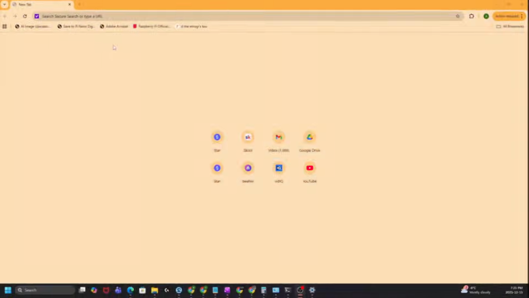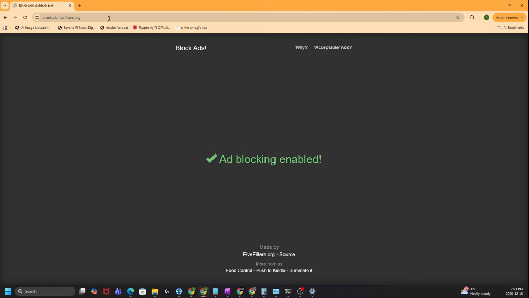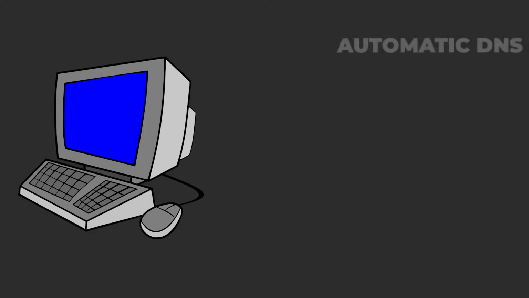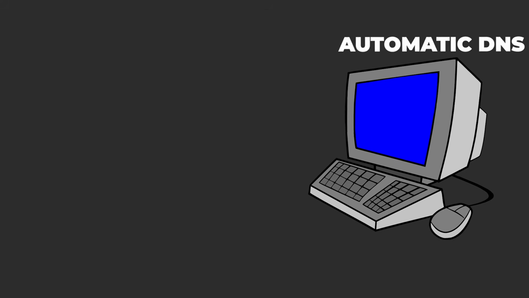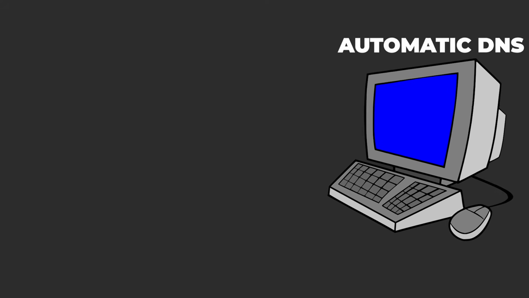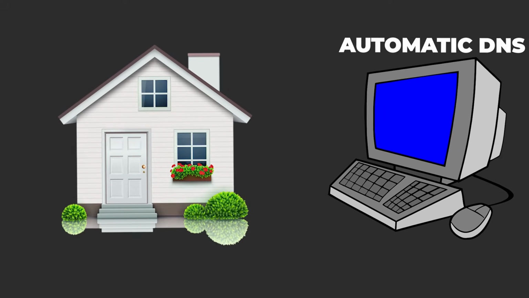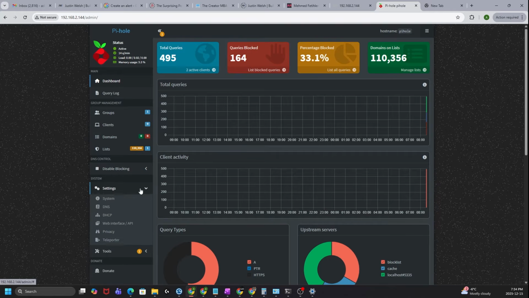So head over to the site called blockads.5filters.org, and if you see that ad blocking is enabled, that means it's working. After the test, I can put this PC back to automatic DNS because we proved Pi-hole works without touching the whole house. Let me show you exactly why my setup failed last time.